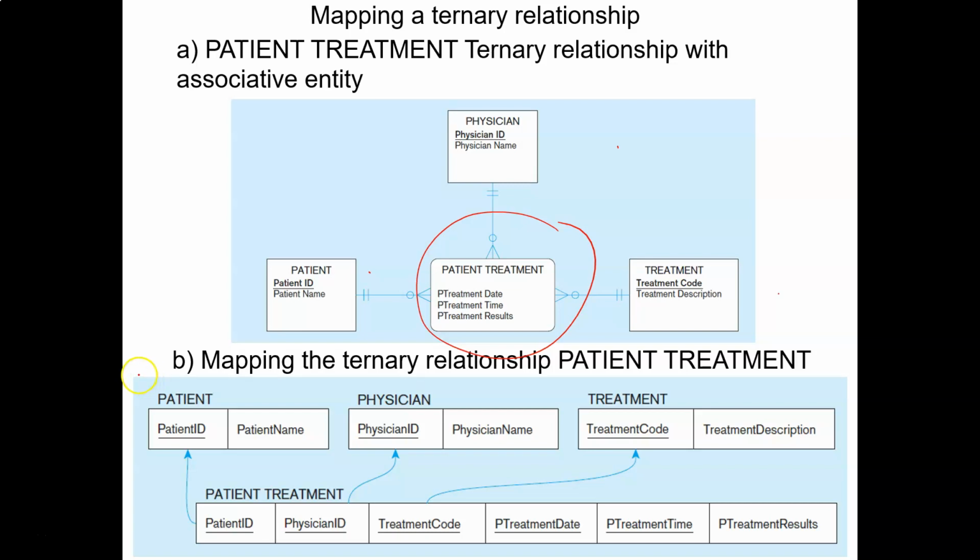One for patient, one for physician, one for treatment, and then one for the associative entity here. The associative entity here is going to take the primary keys of the other three tables as the foreign keys: patient ID, physician ID, and treatment code. However, if you use the combination of these three as the primary key, they probably would not be unique enough because the same physician may use the same treatment on the same patient multiple times. In order to make it unique enough, we're going to also include the treatment date and the treatment time as part of the primary key.